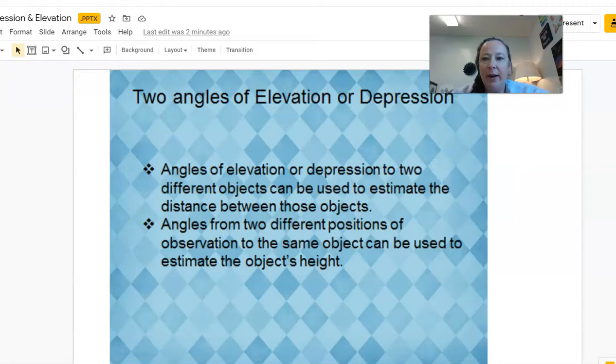The next thing I want to talk about is that there are some problems that have two angles of elevation or depression, and they help you determine the distance between two objects. And so you're going to see that in an example that we'll do here in a minute. And this one too, it's just not a note card.